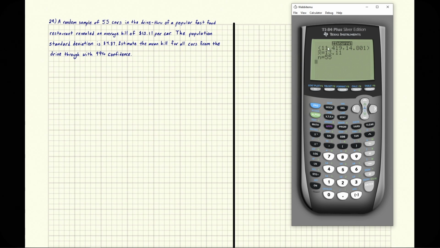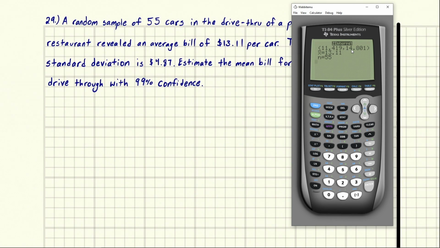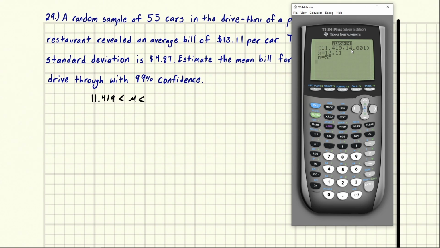So this is the lower value and this is the upper value. The way we would write this in math is we would write the lower value first: 11.419. And then the mean is in the middle. Let me write in black so it's different than the problem text. So we have 11.419, and then the mean is in the middle. The mean is between 11.419 and 14.801, just like what we have here.